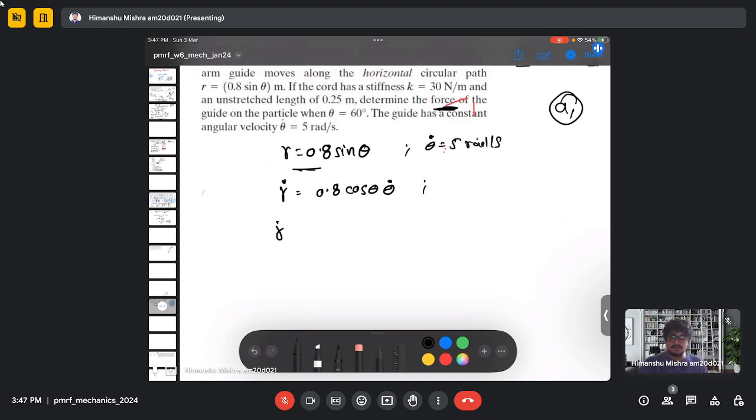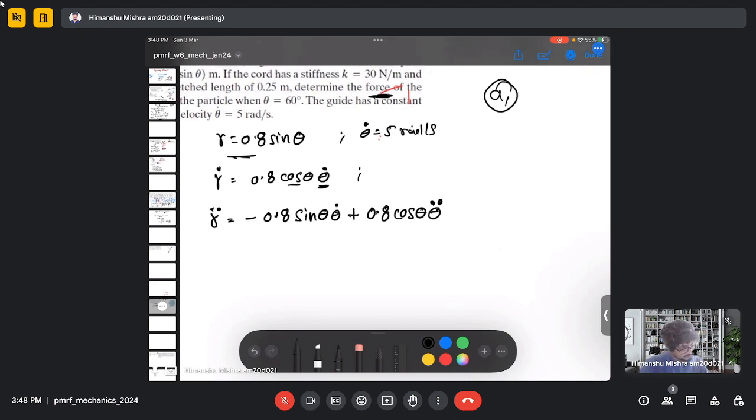And again, if we take the derivative, we will get r double dot equals minus 0.8 sin theta theta dot squared. So now I will be using the summation rule. First I will take the derivative of this sin theta, theta dot, plus 0.8 cos theta, and now I will be taking the derivative of theta dot, which is theta double dot. Here, since theta dot is 5, which is constant, my theta double dot is 0.